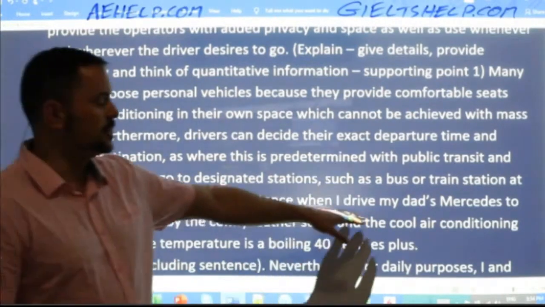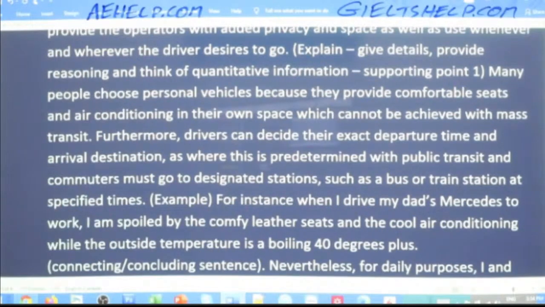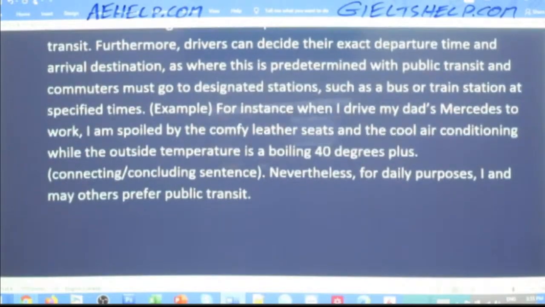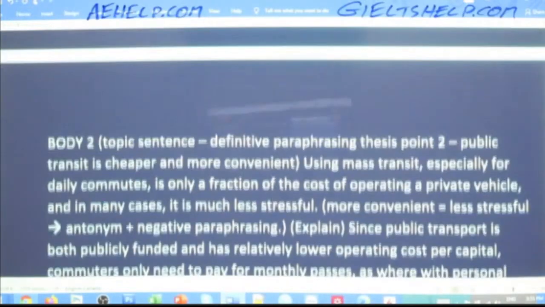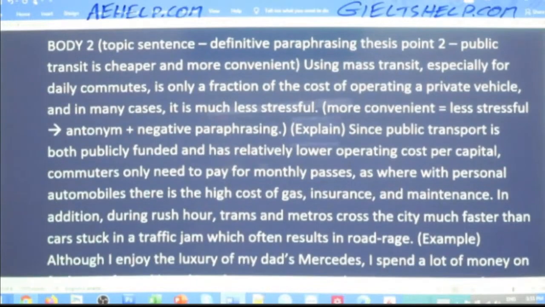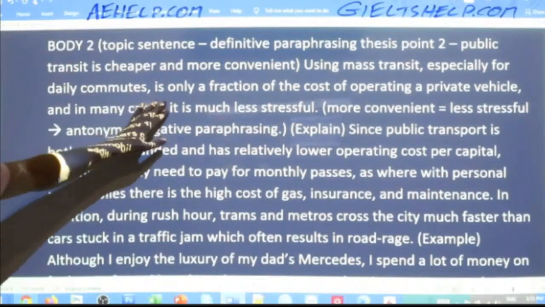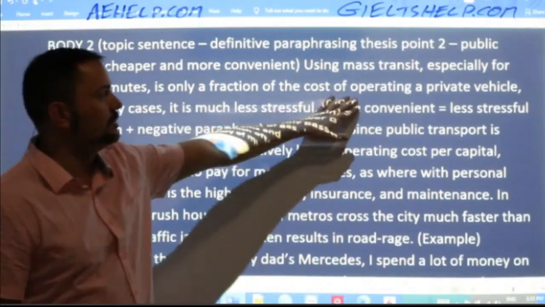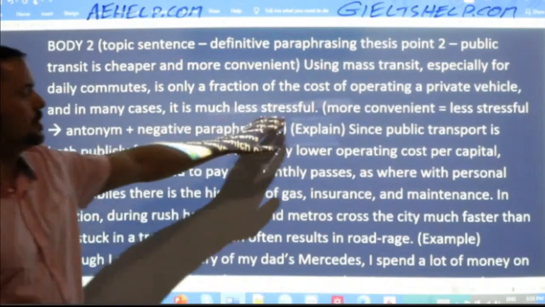For instance, when I drive my dad's Mercedes to work, I'm spoiled by the comfy leather seats and the cool air conditioning, while the outside temperature is a boiling 40 degrees plus. Nevertheless, for daily purposes, I and many others prefer public transit. Using mass transit, especially for daily commutes, is only a fraction of the cost of operating a private vehicle, and in many cases, it is much less stressful.